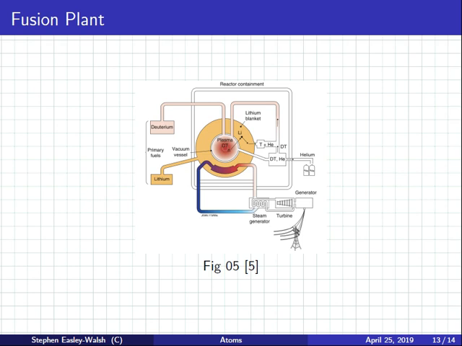You like these? Kind of like perpetual motion, yeah, kind of. But it's not quite, because you still need to put in deuterium. But where can you get deuterium from?